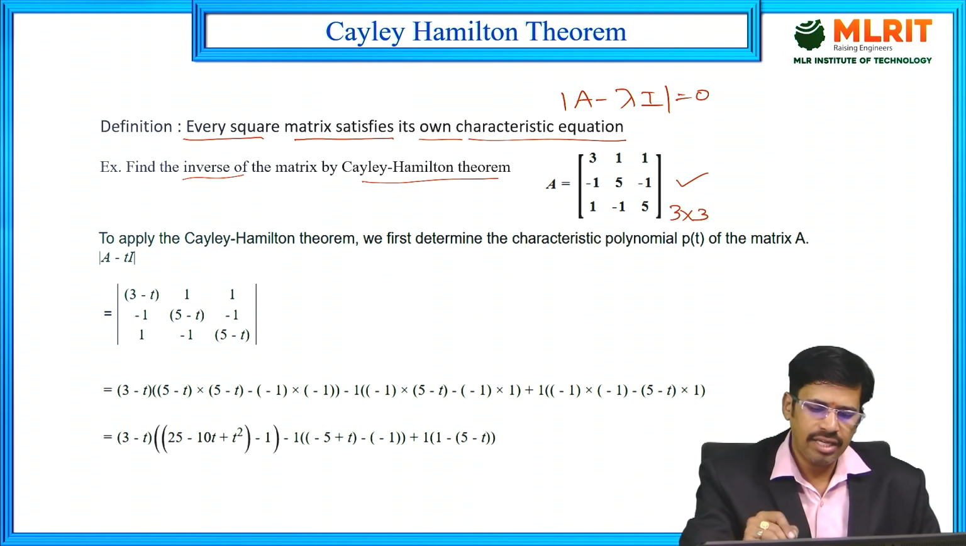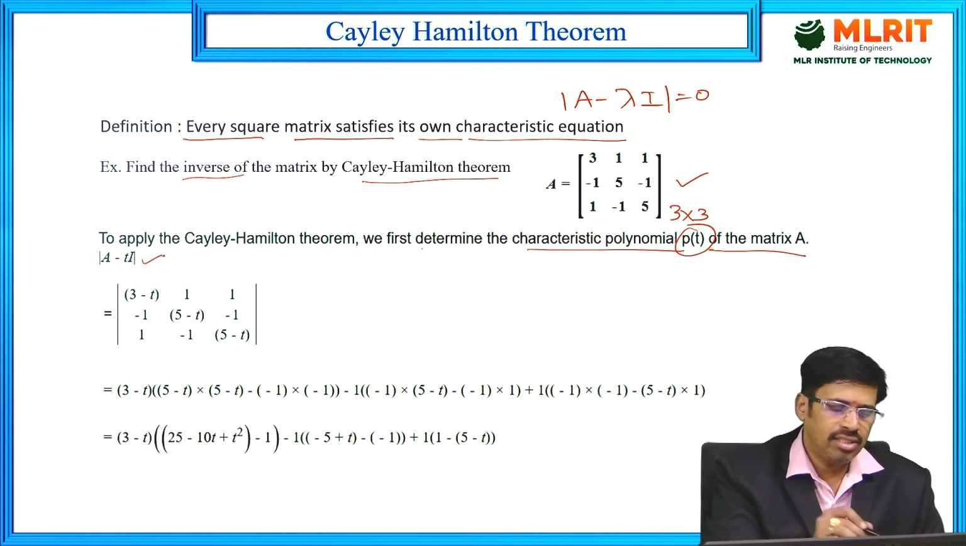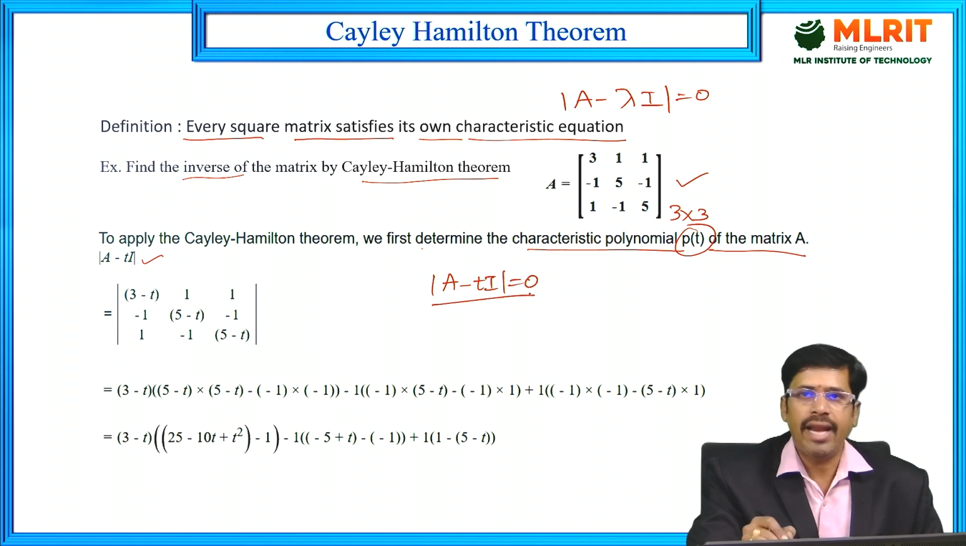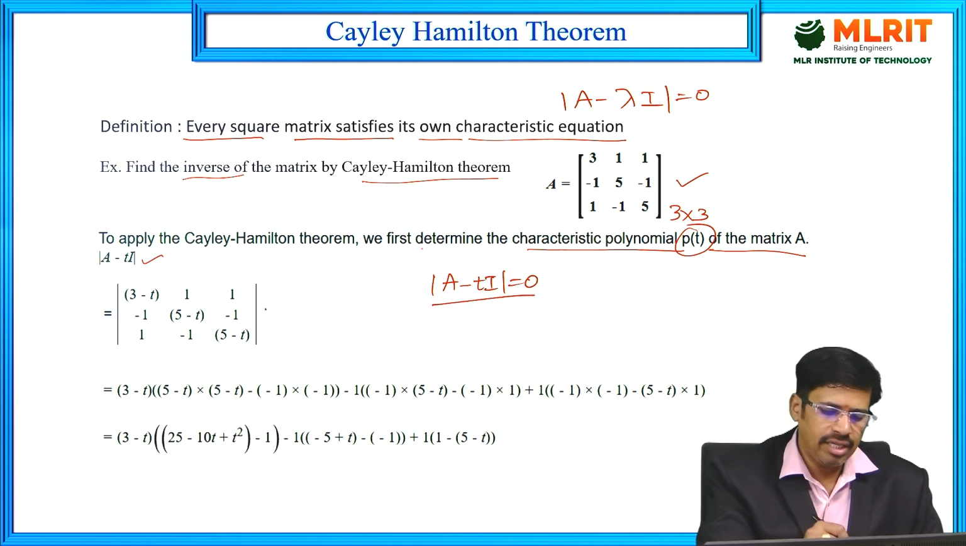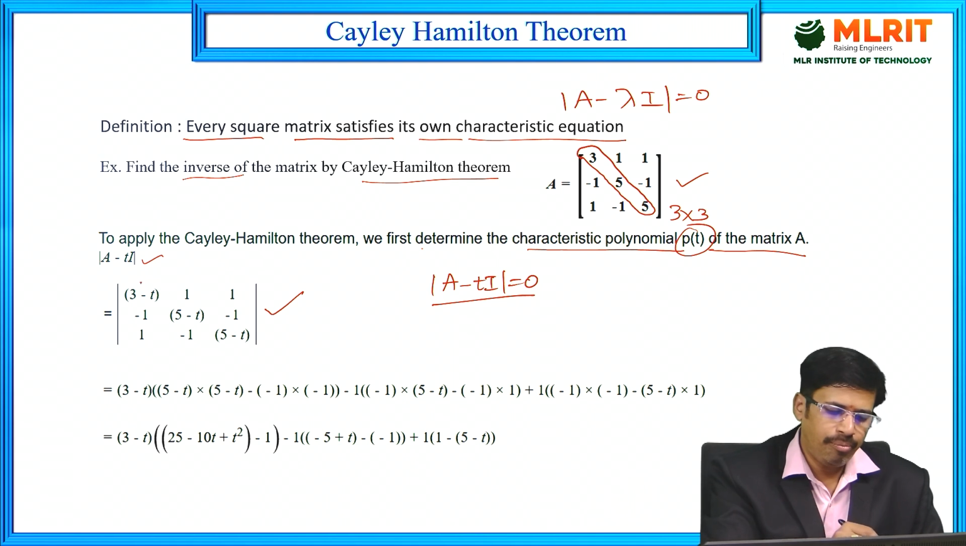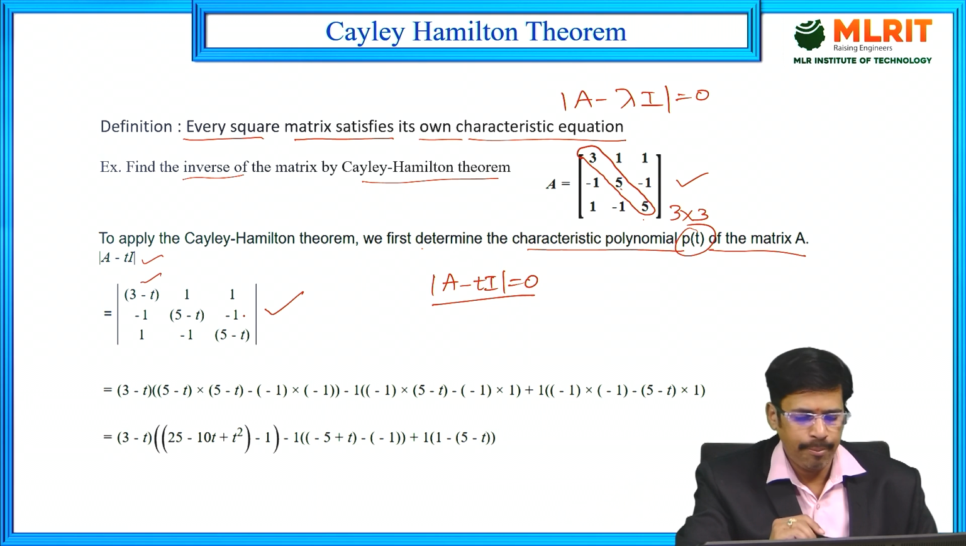To apply it, first determine the characteristic polynomial of the matrix, which is denoted by rho of t. And how do we find the characteristic polynomial? It is the determinant of A minus lambda I, or A minus tI. If you equate A minus tI to 0, this is called the characteristic equation, and this is the characteristic matrix. From all the diagonal elements given in the matrix, you subtract t. So 3 minus t, 5 minus t, 5 minus t, and the remaining elements stay the same.